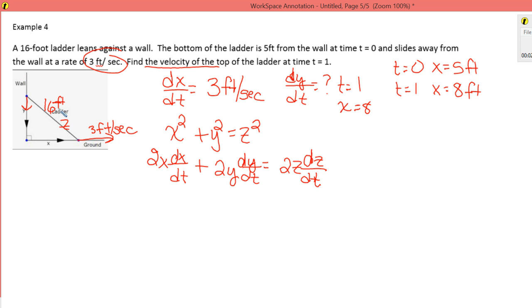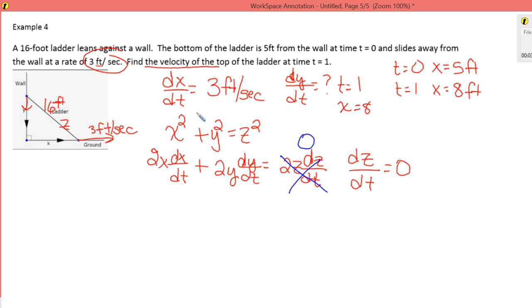The length of this ladder is not changing as it moves down the wall. The length of this ladder stays 16, regardless of whether the ladder is here, or as it moves down, it remains 16 feet. So since the length of the ladder is not changing, dz/dt is equal to 0. Because that length is not changing, dz/dt is equal to 0. Okay? So if dz/dt is equal to 0, that means that this whole thing is equal to 0. So now I only need to find y.